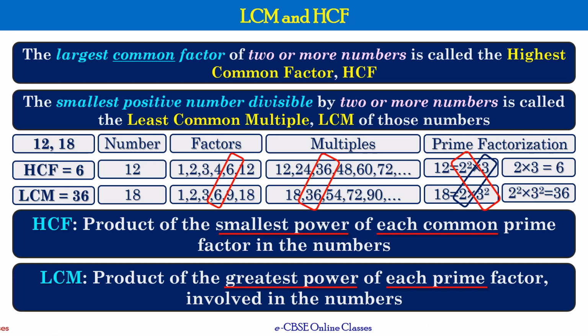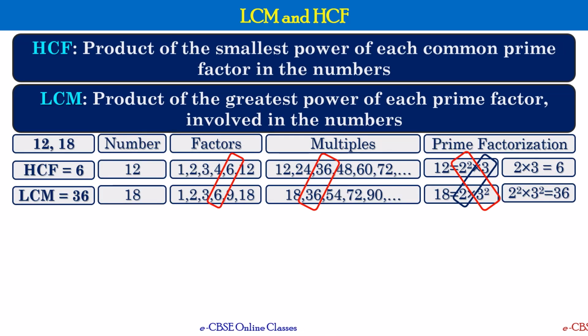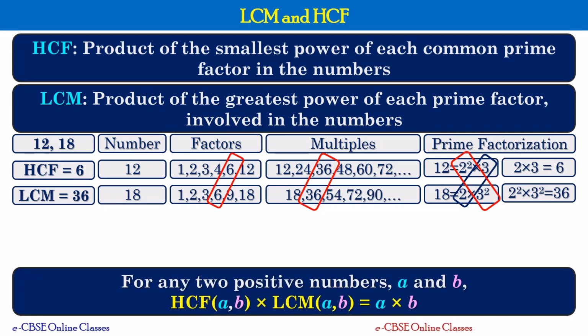Hence verified. Now let's keep both these definitions aside and try to come up with another fact here. For any two positive numbers a and b, it says HCF of a comma b multiplied by LCM of a comma b is equal to a into b.